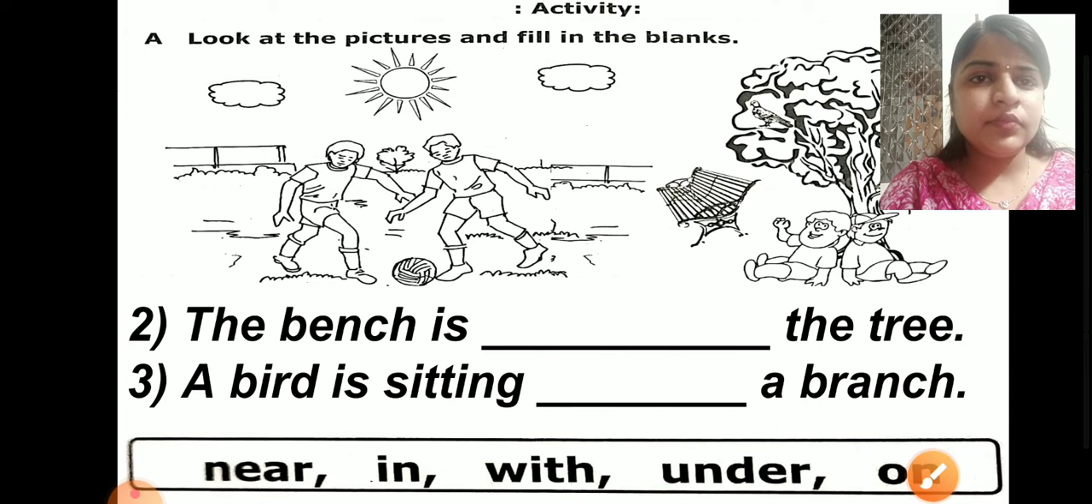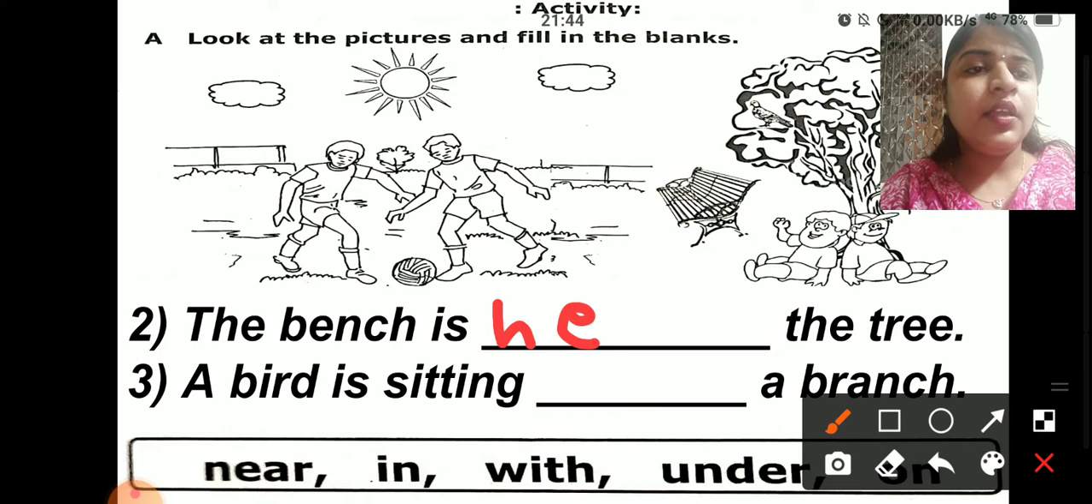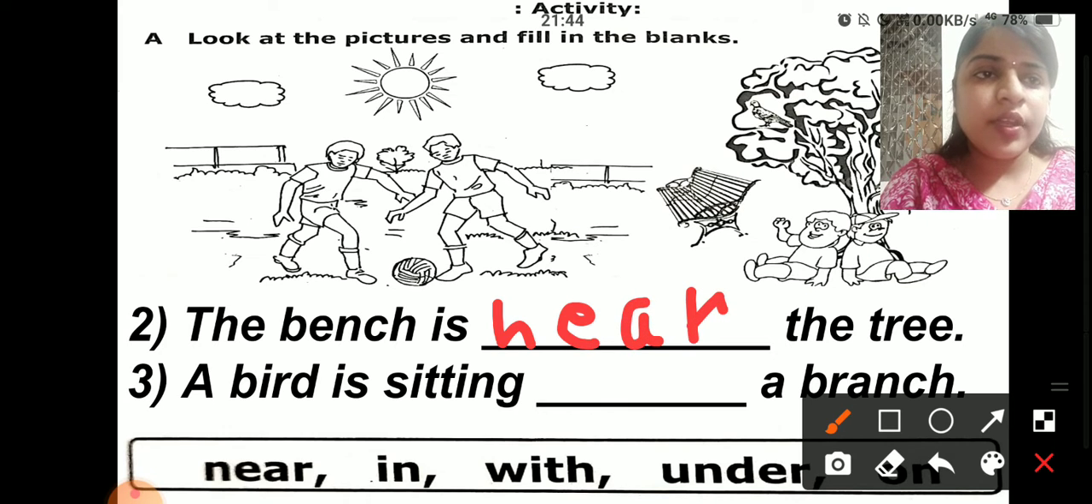Next. Number 2. In the picture you can also see a bench. Yes or no? Yes. The bench is dash the tree. The bench is near the tree. So near is our position word. Write it down. N-E-A-R, near. Okay, children? Done, everyone? Good.